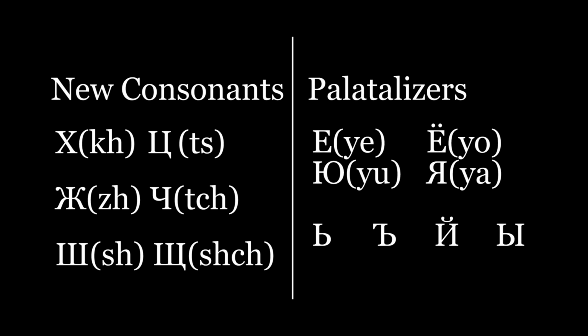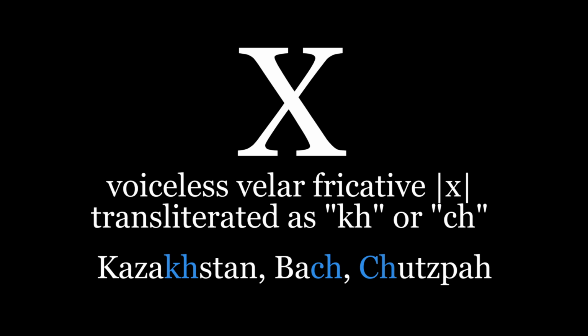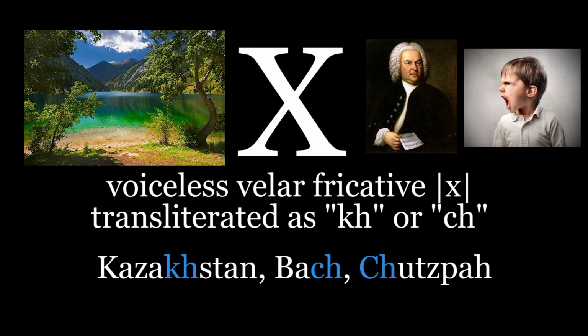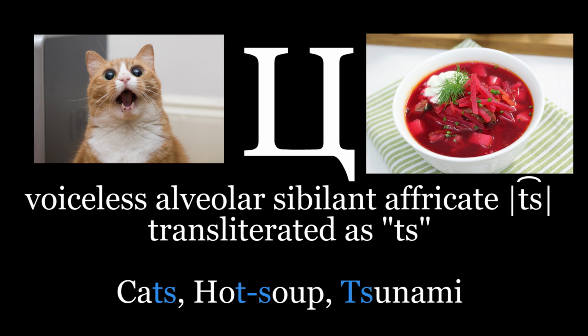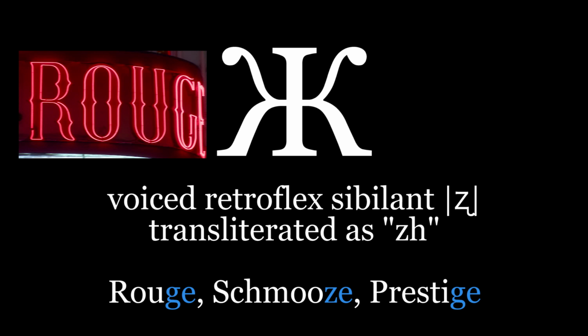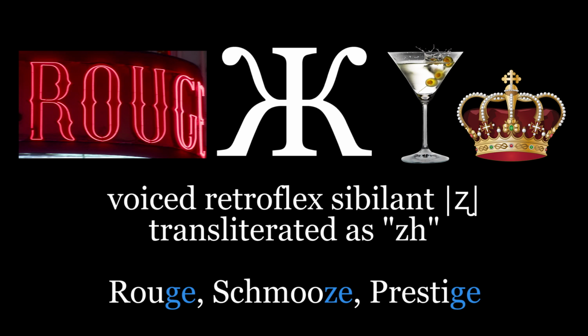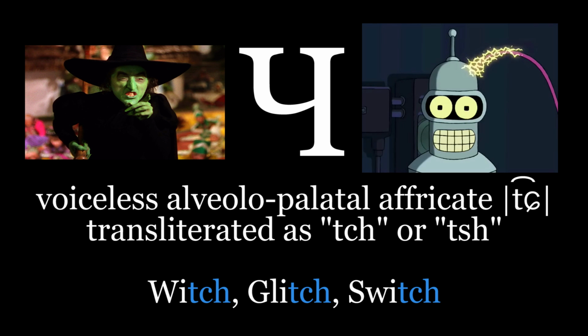For instance, we have Х, Ха, аха, as in Kazakhstan, ach or chutzpah. Ц, ца, аца, as in cats, hot soup, or tsunami. Ж, жа, ажа, as in rouge, smooge, or prestige. Ч, Cha, acha, as in witch, glitch, or switch. And the most difficult consonants with only a subtle difference between them.